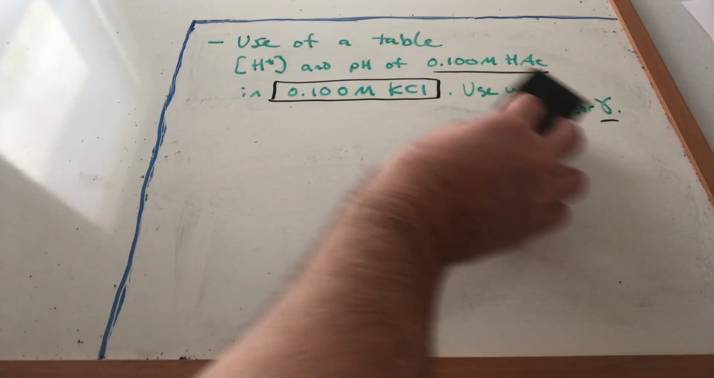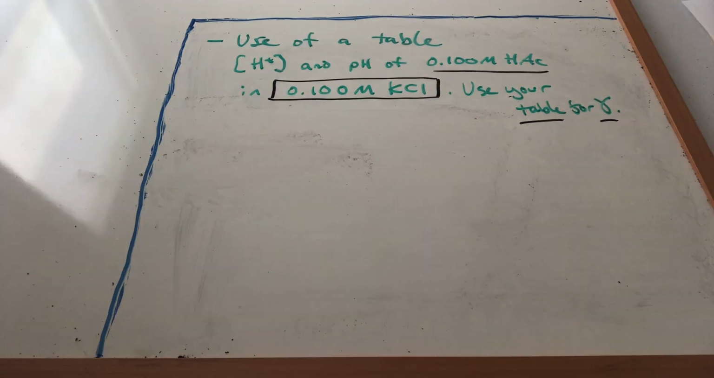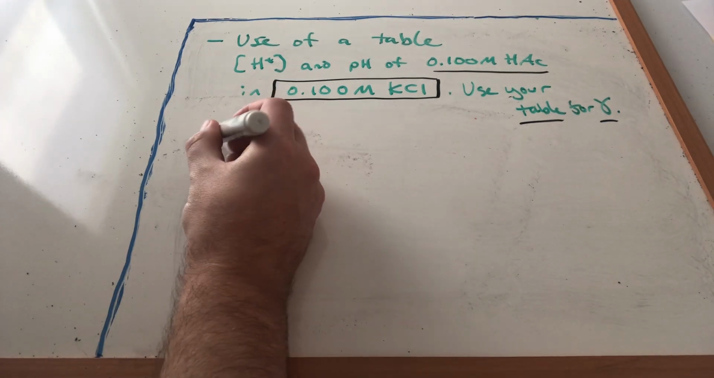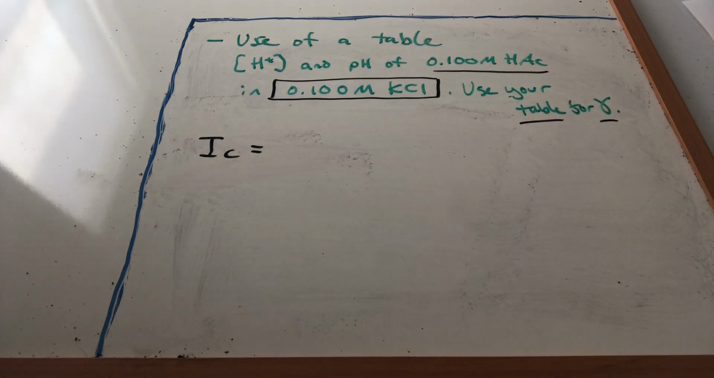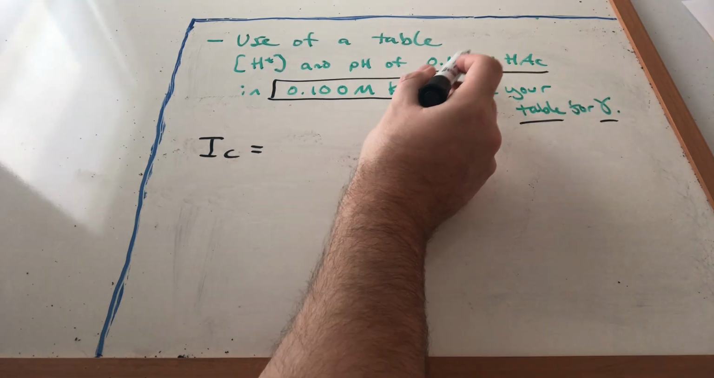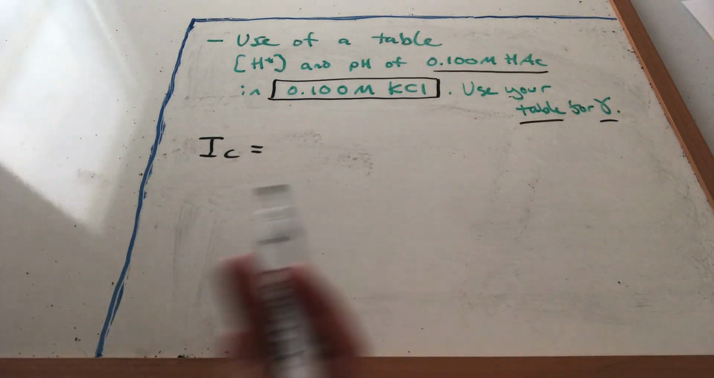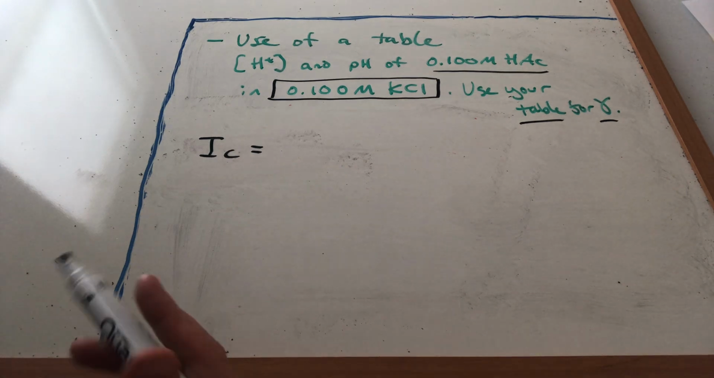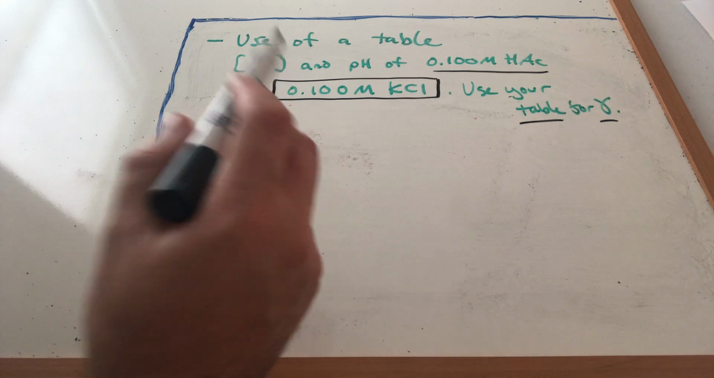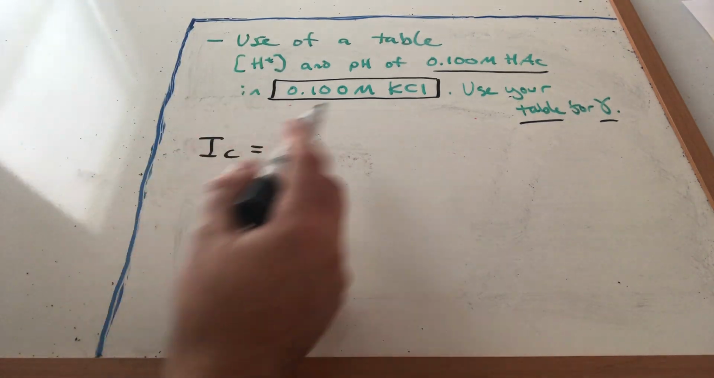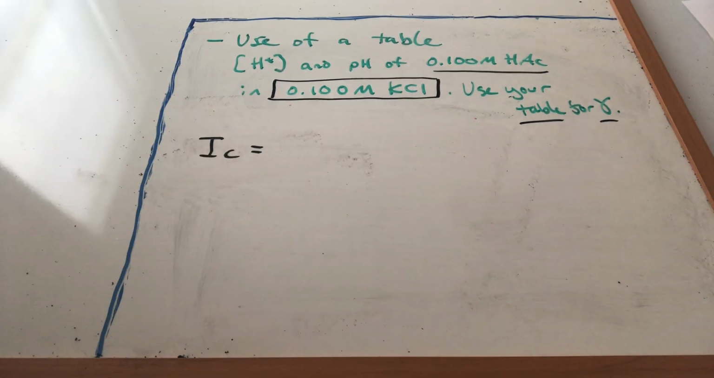When you're directed to use an activity table and you're given a salt solution, or any solution really, the first step that we realize we have to do from previous examples is calculate an I sub C. So we have to figure out what the ionic strength of this solution is. Now, we know from our previous examples that the dissociation of HAC is not going to really put a substantial amount of ions in solution. It was like 10 to the minus 3. The main thing that's affecting ionic strength is KCl.